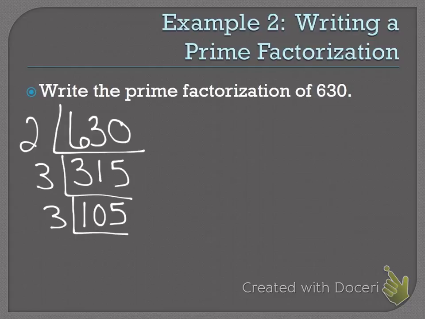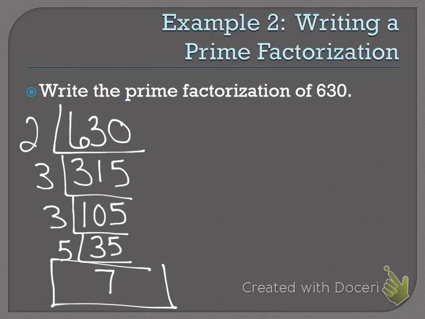So, listen. Your upside down division does not have to be in the order that I'm doing it. As long as you're dividing by prime numbers, you will still get the same answer. It just might be in a different order. So we keep dividing by prime numbers until we have a prime number on the bottom and we know we're done.